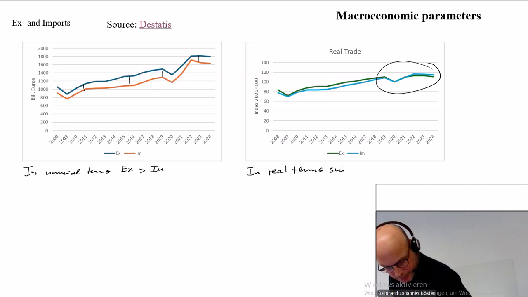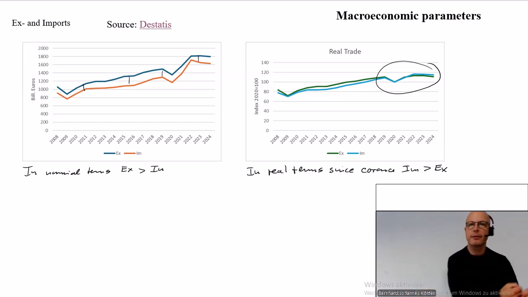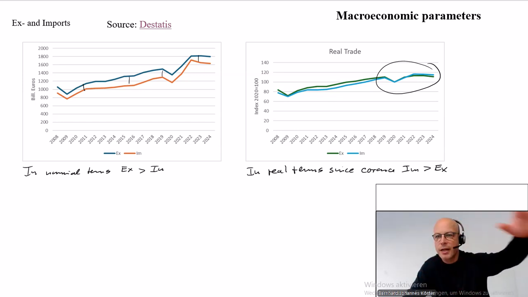since Corona, the index of imports is larger than exports. So here you already see somehow the change of international trade, the situation for Germany. And this more or less then means that we can say that the export prices have moved up quite faster than the import prices in the last 4 or 5 years.